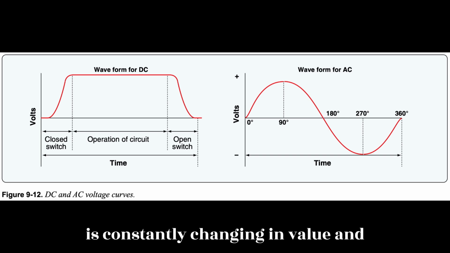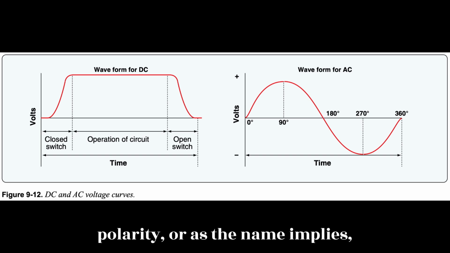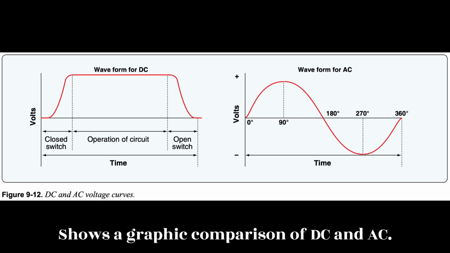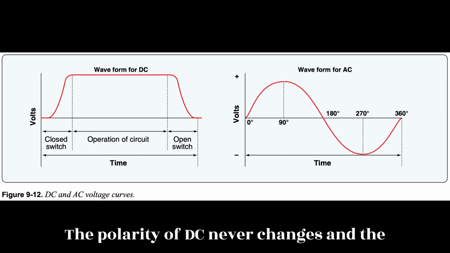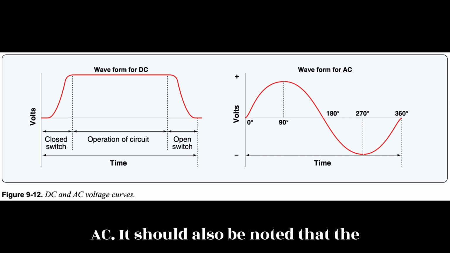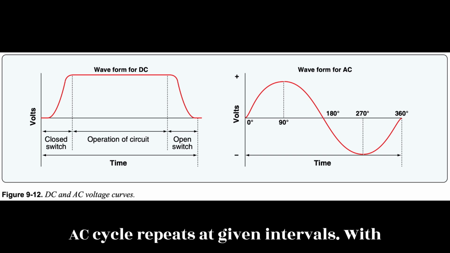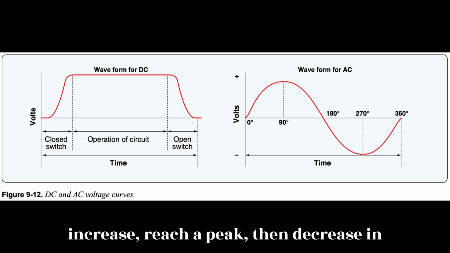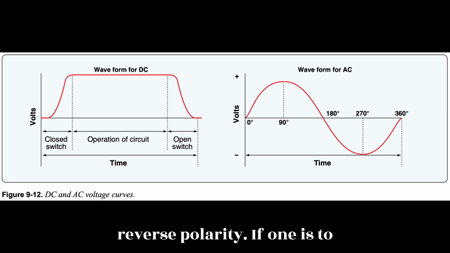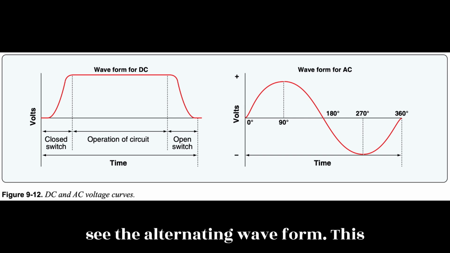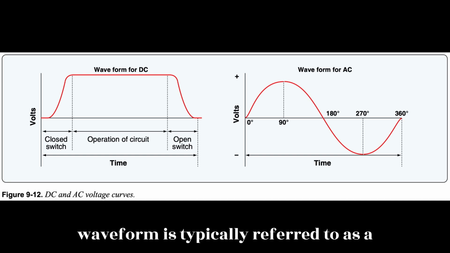AC is constantly changing in value and polarity, or as the name implies, alternating. Figure 9.12 shows a graphic comparison of DC and AC. The polarity of DC never changes, and the polarity and voltage constantly change in AC. It should also be noted that the AC cycle repeats at given intervals. With AC, both voltage and current start at 0, increase, reach a peak, then decrease and reverse polarity. If one is to graph this concept, it becomes easy to see the alternating waveform. This waveform is typically referred to as a sine wave.